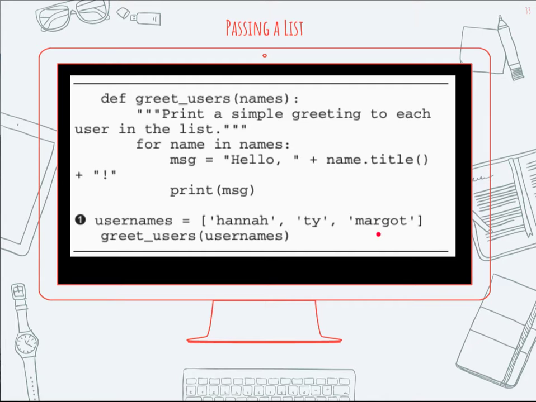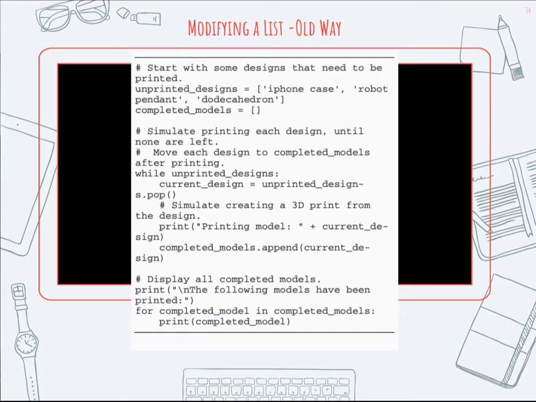Every user will see a personalized greeting, and you can call the function anytime you would want to greet a specific set of users throughout your program. When you pass a list to a function, the function can modify the list. Any changes made to the list inside the function's body are permanent, allowing you to work efficiently even when you're dealing with large amounts of data. Remember, a list could contain millions of items.